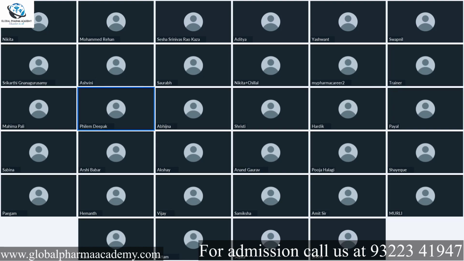What is the starting salary package for regulatory affairs? It depends from company to company, but compared to the other departments, regulatory affairs gives a higher pay scale at the entry level. It may vary from 1.8 to 3.6 lakhs, or even 4 lakhs per annum. I'm giving you actual figures, but this will not be a thumb rule. It will vary from company to company.